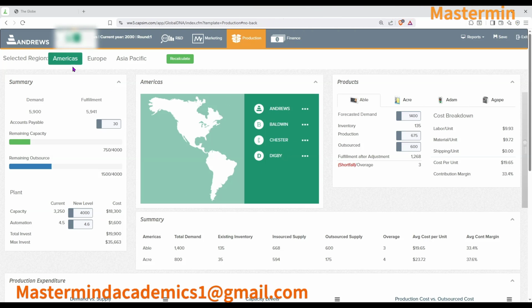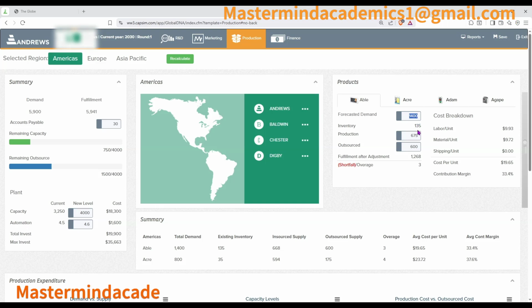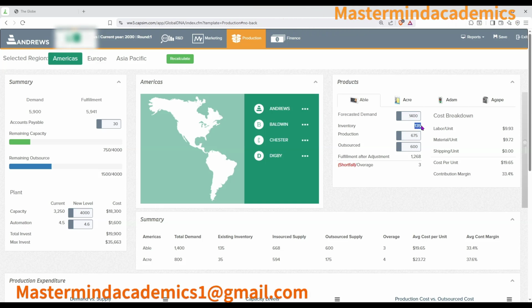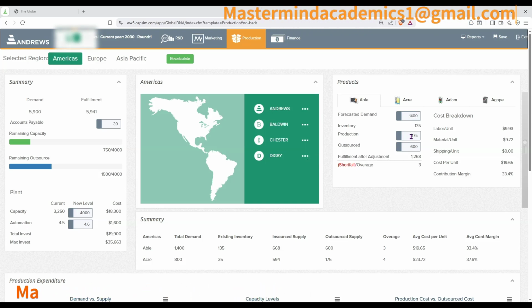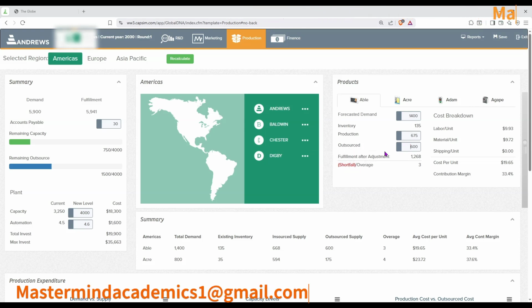On the other side, for the Americas, Able, you can see that our forecast demand is 1,400. We have an inventory of 135. I decided to produce 675 and outsourced 600. And you can see that we have an overage of around 3. This is actually to avoid stocking out.